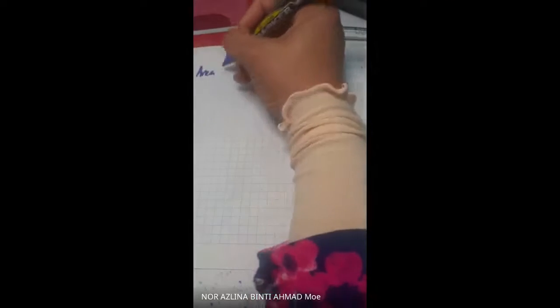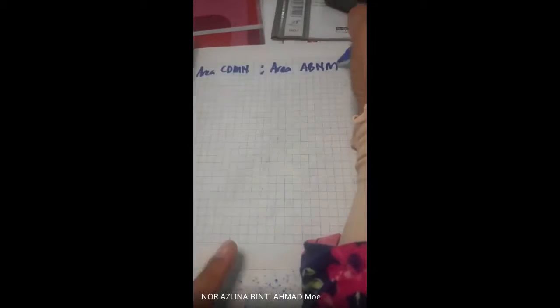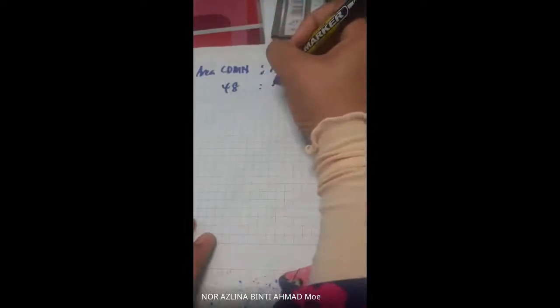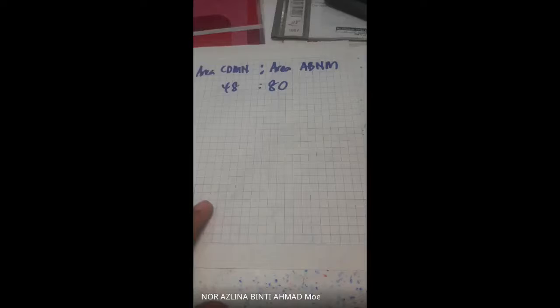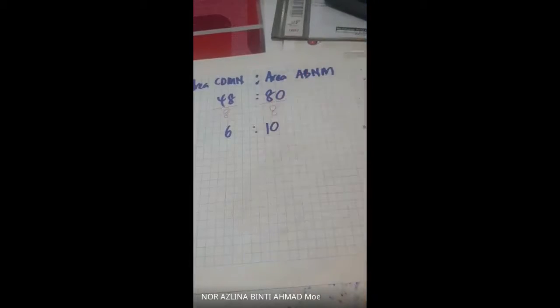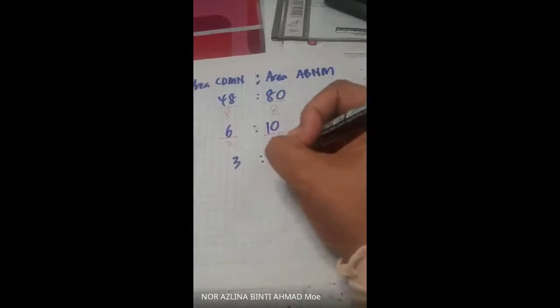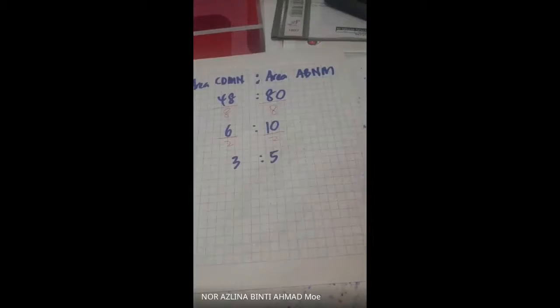So, find the ratio. Area CDMN to area ABM. This is 48 to 80. So if we simplify, we divide by 8, we get 6 to 10. Okay, simplify, we divide by 2. So 3 to 5. So is Syahril's statement true?